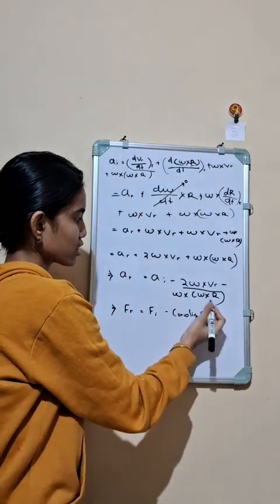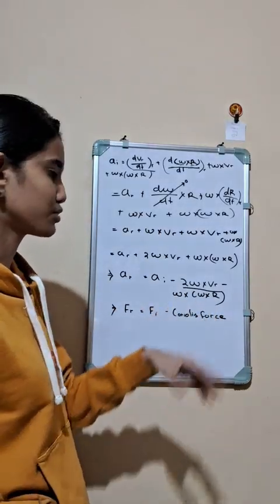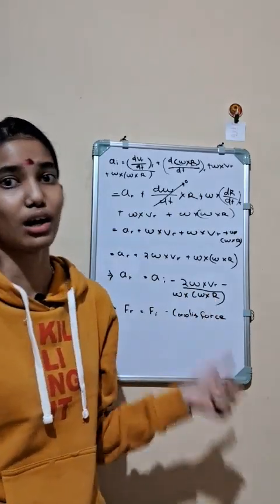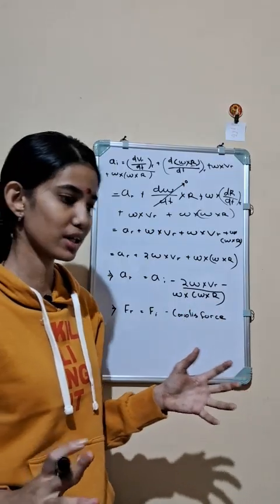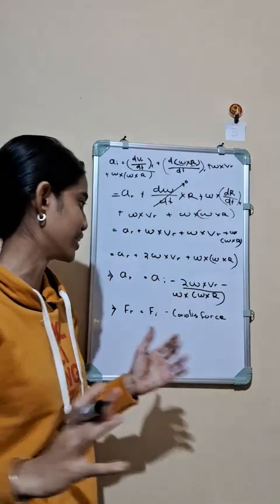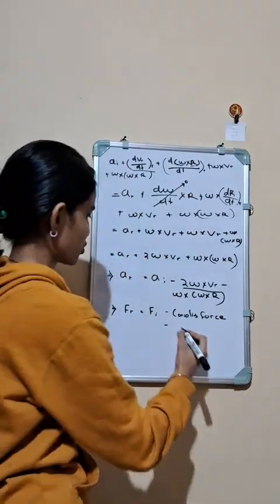And omega cross r. Let us not consider the cross for now. Then this will look something like omega square r. And if we multiply m with this, it will look something like m omega square r. And we know that m omega square r is our centrifugal force.